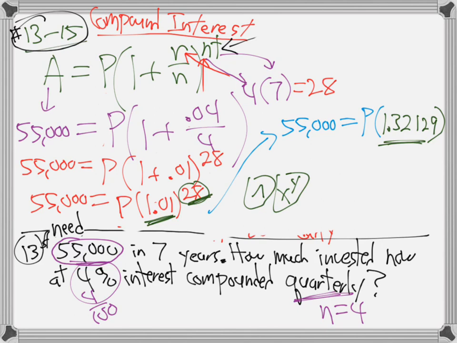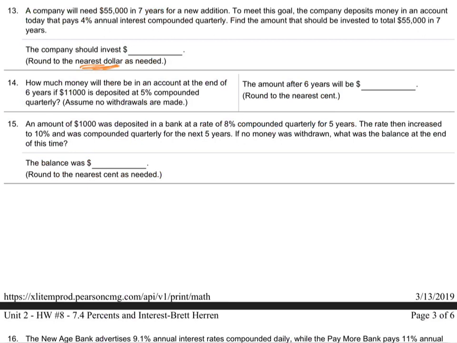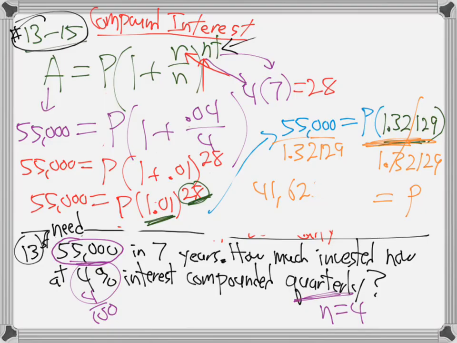And then how do we finish to solve for P? We're going to divide. Dividing cancels the 1.32, 129, so P equals, I'm getting 41,625. Do they want it rounded to the nearest dollar? Yes, nearest dollar. So it'll round to 626. So $41,626 is what they would need to invest now to grow to become $55,000 later after 7 years.